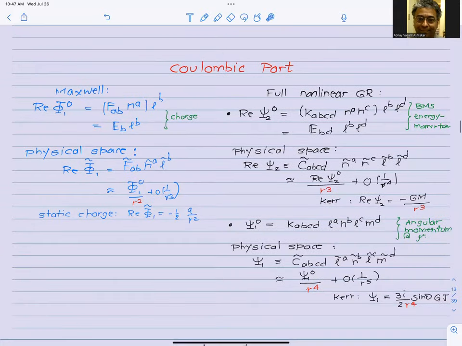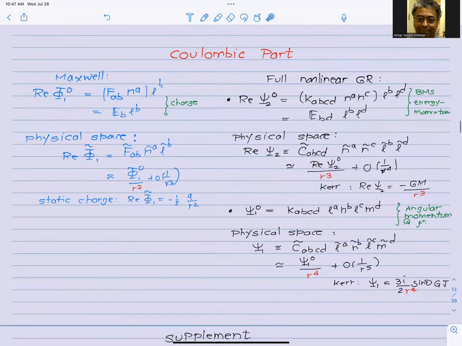So finally, the Coulombic part up here. So I talked about the radiation part. What about the Coulombic part? In the Maxwell theory, the Coulombic part was given by phi 1 naught. These are the fields which fall like 1 upon r squared, the coefficient of 1 upon r squared up here. That is obtained by taking F_AB n^A L^B, or E times L. So here, psi 2 naught is the Coulombic part, and it is obtained again by taking K with two L's. Here I had only one n and L, and now I have two L's, just because the Weyl tensor has four components and the Maxwell field has only two components. So it is really just like, here it was E times L, here it is E times L L.